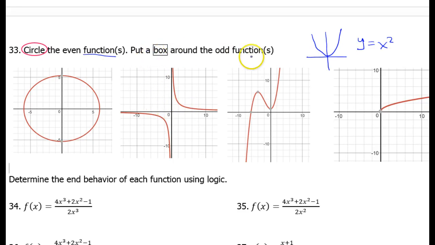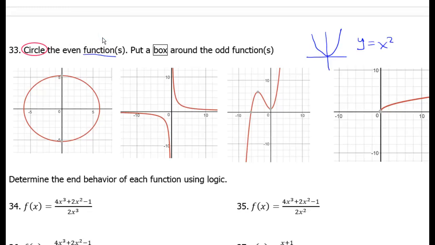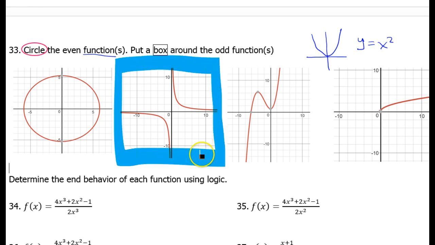So we're supposed to put a box around odd functions. I feel like using a highlighter pen, so it'll be really fat. Like me. Aw. So this is definitely an odd function, so I'm going to put a box around it. This one would have been an odd function if the center of rotation were at 0, 0. But this is not odd. It's neither, because the center is not at the origin.